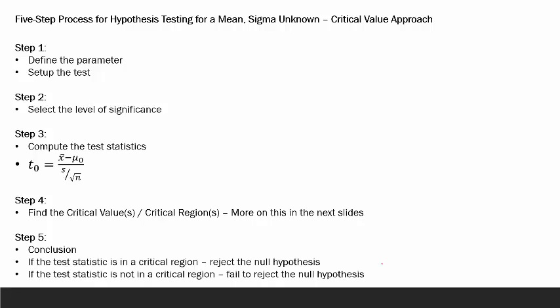Basically, from the previous lecture, the 5 steps are the same, just some of the notation changes. Step 1 has 2 parts. We're going to define the parameter. In this case, it's always going to be let mu equal, and then whatever mean we're talking about. Then you're going to set up your test. Again, you can have a left-tailed test, a right-tailed test, or a two-tailed test.